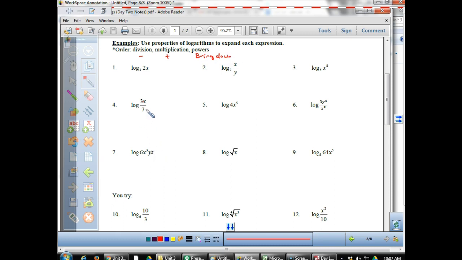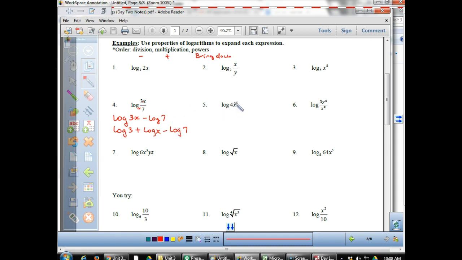Okay, so the first thing I'm going to do is log, and the base is an understood 10, of course, because this is our common log from yesterday. So we have log of 3x minus log of 7. And then I need to undo this multiplication now using addition. So log of 3 plus log of x, and then it's just going to be minus log of 7. So because I had the multiplication and the division, I ended up with 3 separate logs.